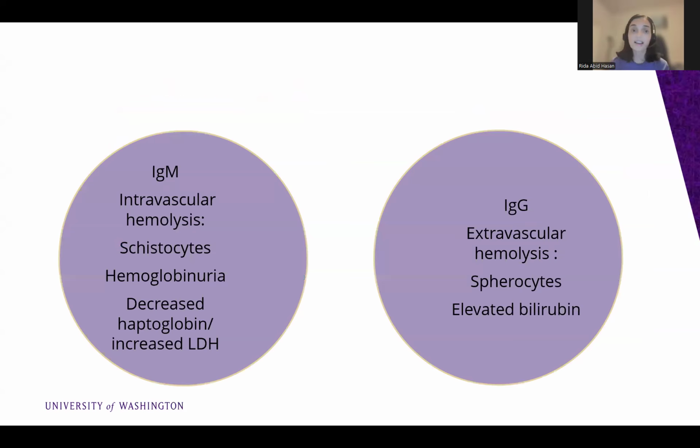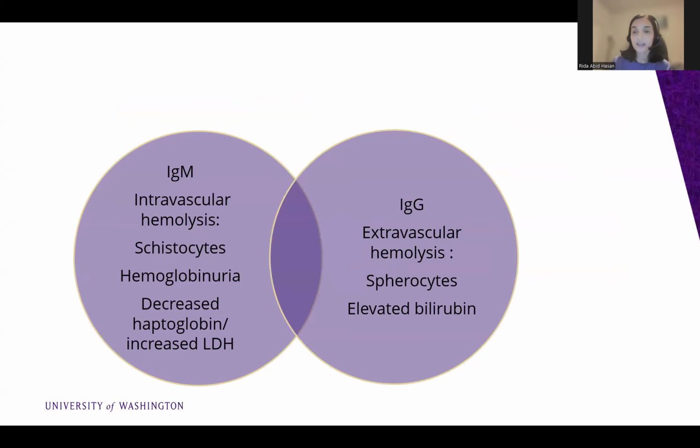I was always taught to differentiate the IgM versus IgG, thinking IgM is only intravascular and IgG is only extravascular. And then throughout training and clinical practice, I've realized that it's not divided. They're actually a continuum. So IgM can activate some degree of extravascular hemolysis. So you might have a cold with a little bit of IgG reactivity. And same thing the other way around.